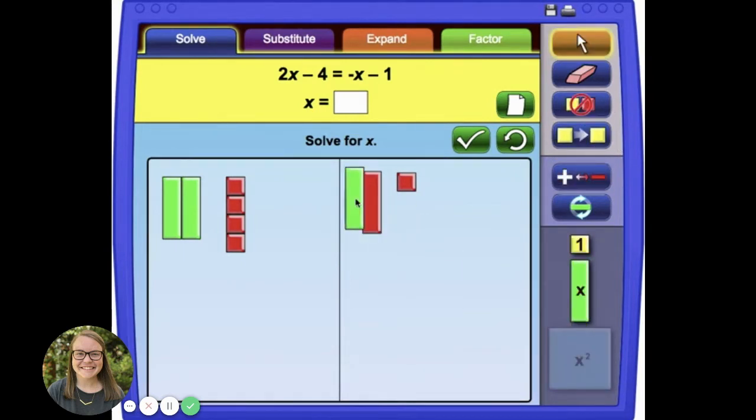I'm going to add 1 x tile to the right. Now by doing this, I've made my equation unbalanced. In order to keep it balanced, I've got to add 1 extra tile to the left side. Now what that did was it affected the right-hand side of the equation. By adding this 0 pair in, it cancels out both of these tiles.